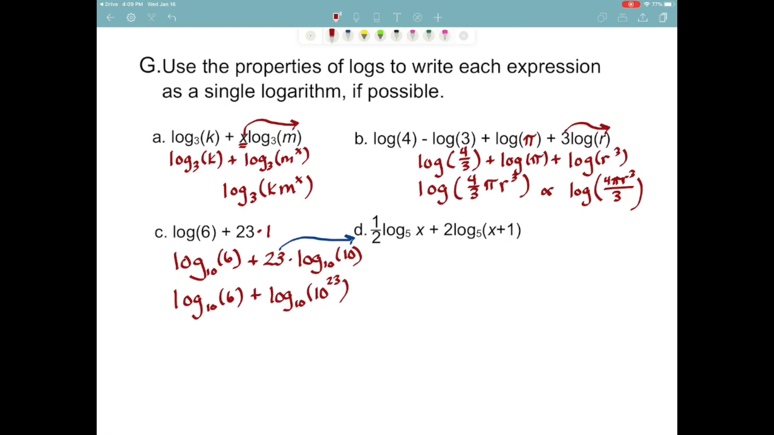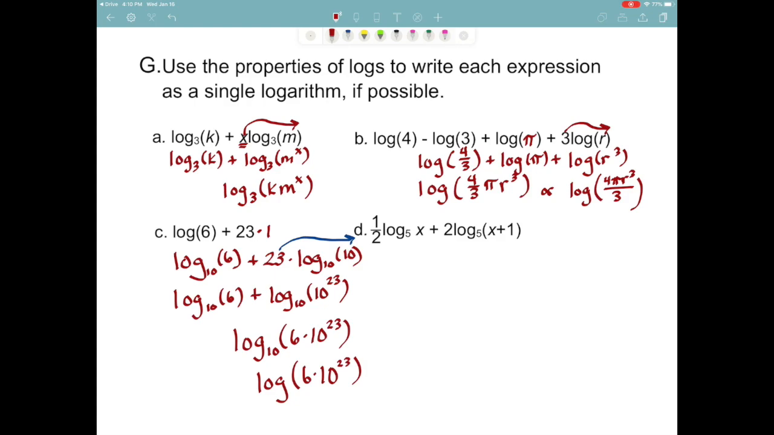And this will allow us to use the product property. We'll end up with log base 10 of 6 times 10 to the 23rd power. Now we've written it as one log. And remember, it's totally fine to not have the base written in there when it's base 10. I just wanted to write it for those of you who are still new with this.